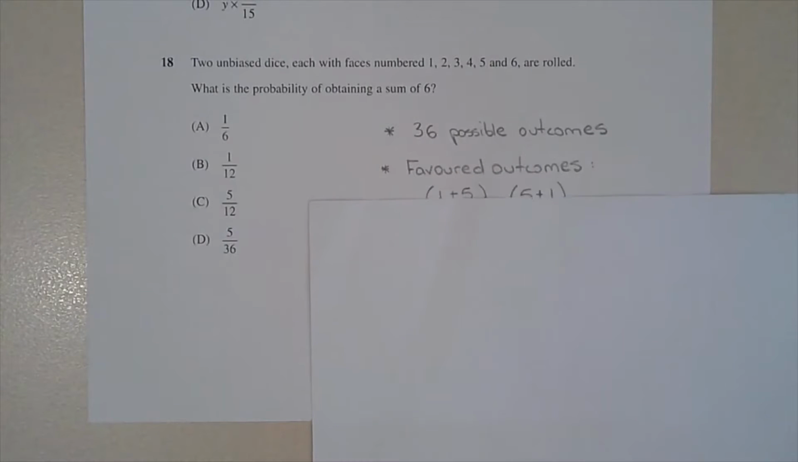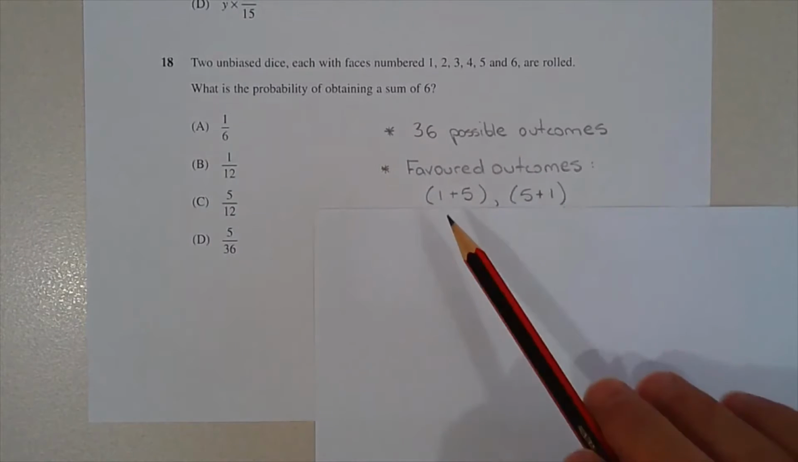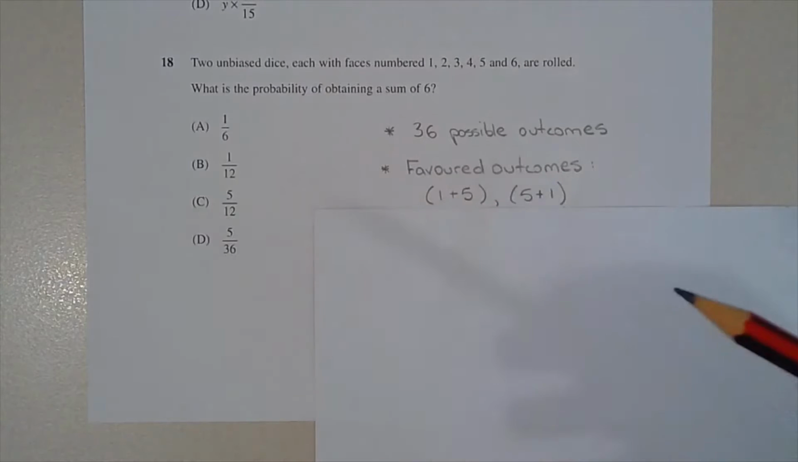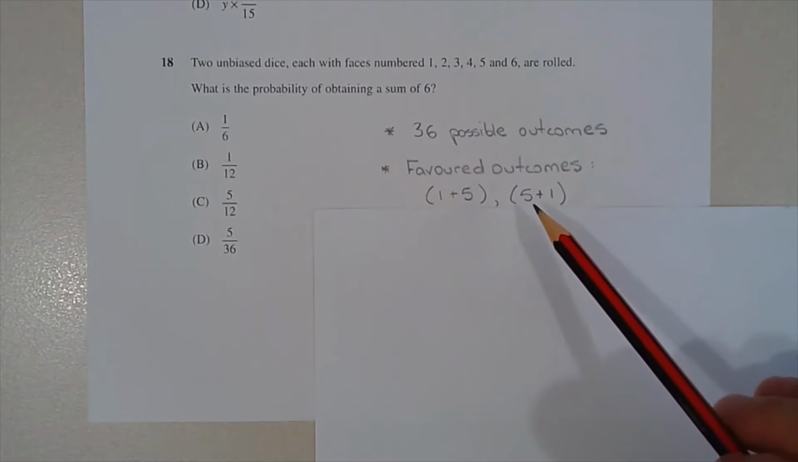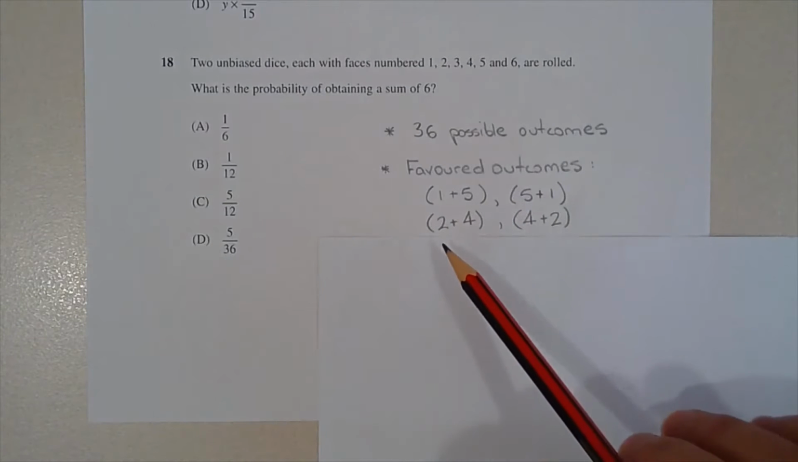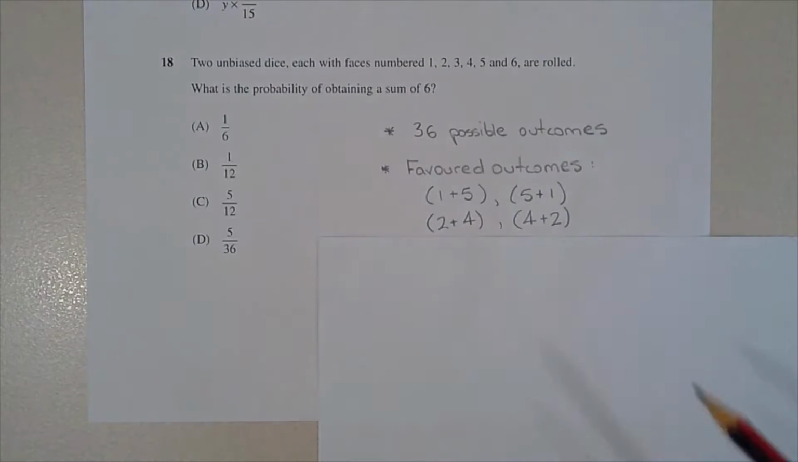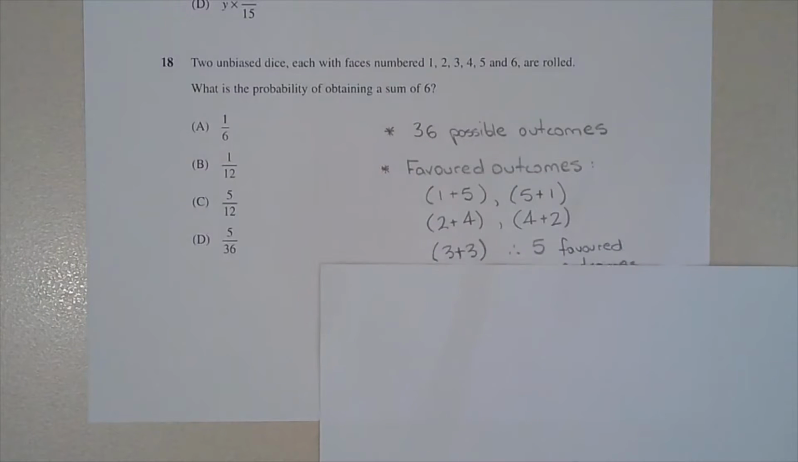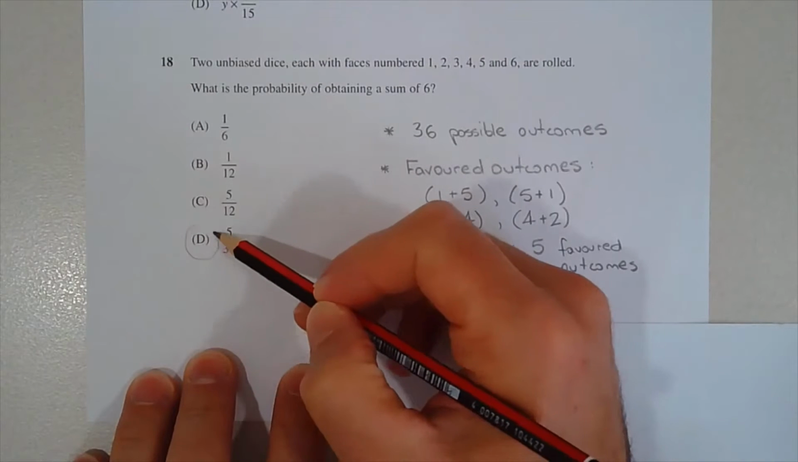So the favoured outcomes, for example, you could roll a 1 and then roll a 5. So 1 plus 5 is 6. Alternatively, you could roll a 5 and then roll 1. We could roll a 2 and a 4, so that adds up to 6. Or we could roll a 4 and then a 2. And of course, we could roll a 3 and a 3. So there's only one way that can happen. So there are 5 favoured outcomes. So the probability of rolling a sum of 6 is 5 over 36. So option D.